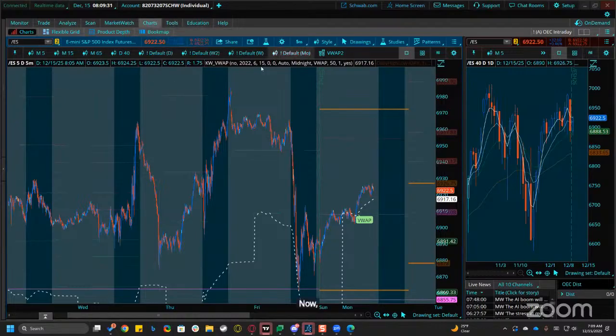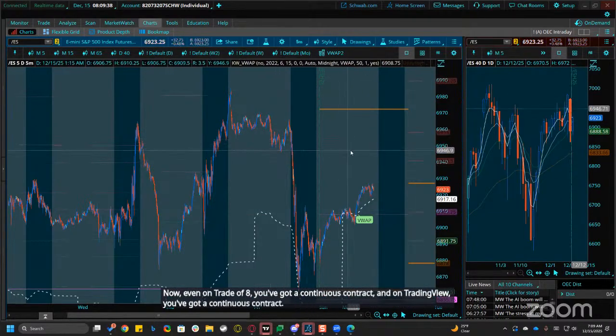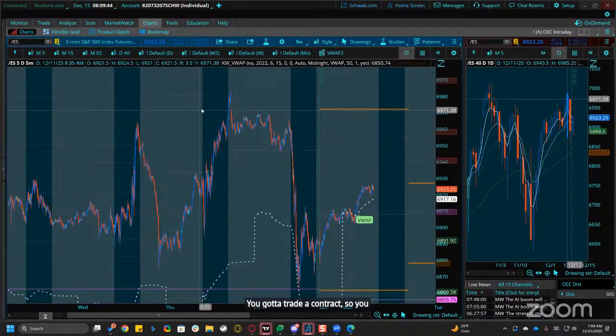Now, even on Tradovate, you've got a continuous contract, and on TradingView, you've got a continuous contract. That'll help, right? If you run that, but you can't trade that. You got to trade a contract. So you got to pick one. We're on March.